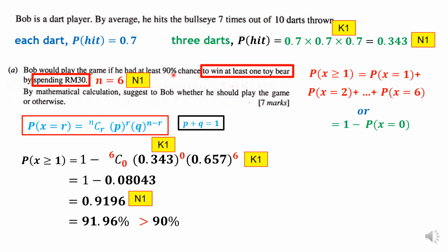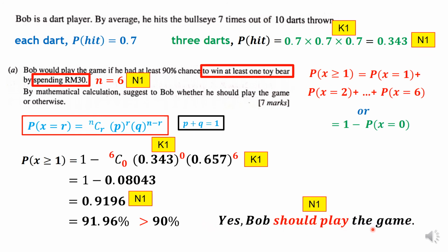Okay, it is greater, at least. So this is more. 91.96% is more than 90%. So what do you say? Bob should play or shouldn't play? Yes, Bob should play the game. So you get 1 mark for this part, right?